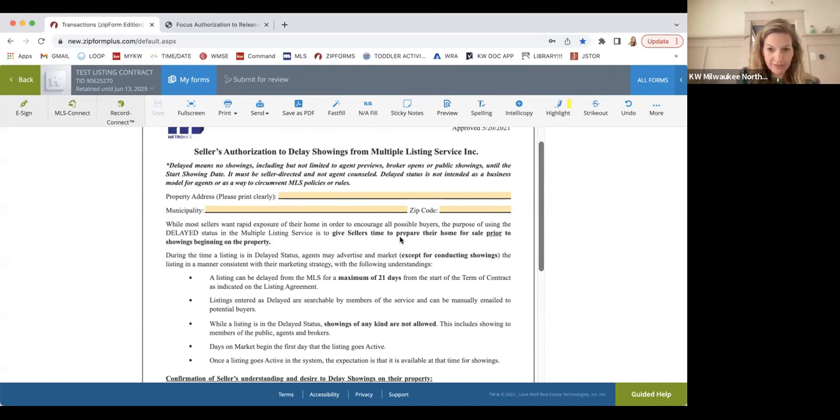But what cannot happen during this time period is showings. So it's in this, again, what I commonly call coming soon status or delayed status, for any time from 2 days to 21 days, getting the house ready for market. But again, showings are not happening, but it's allowing us to communicate to everybody that the listing is coming and will be soon ready for showings.